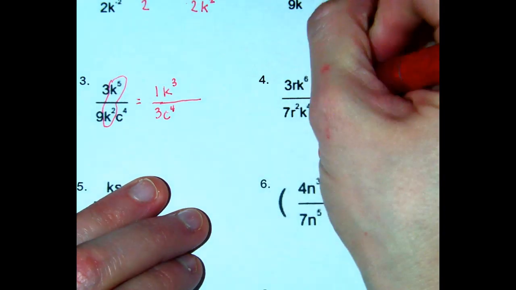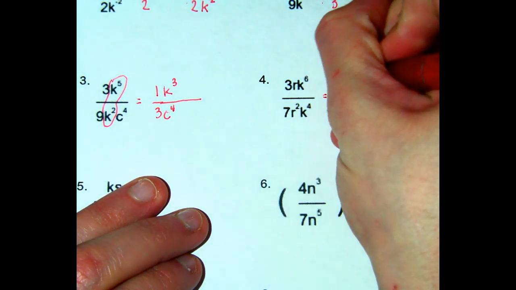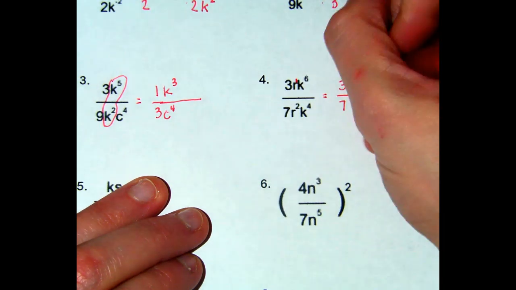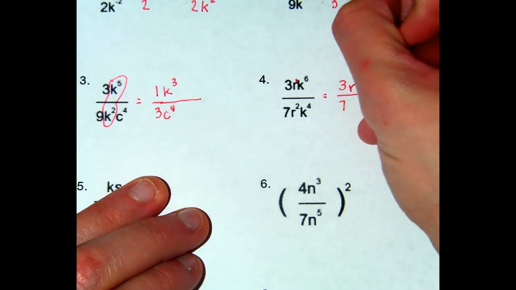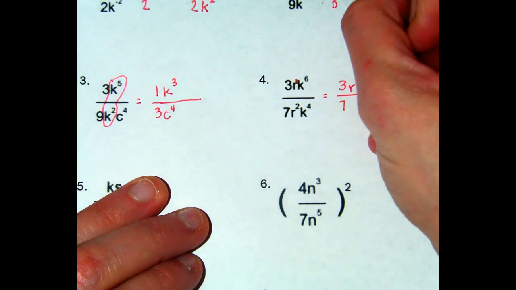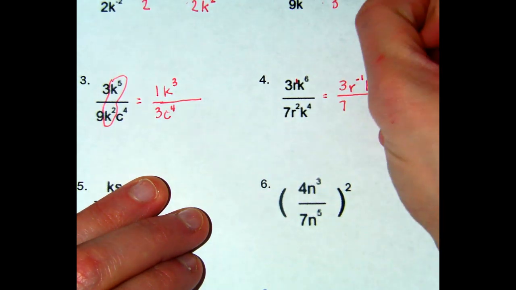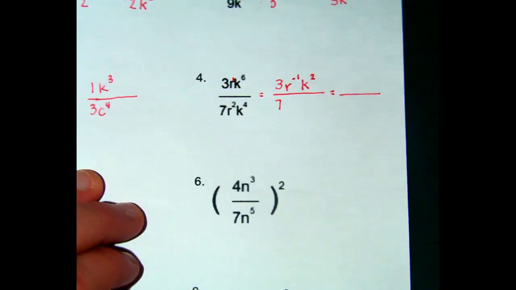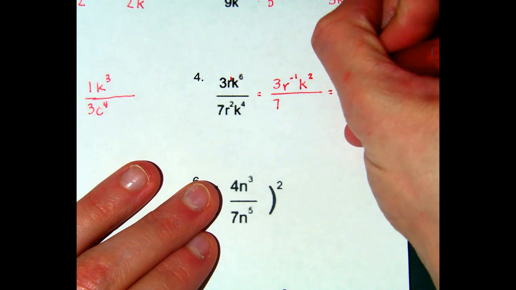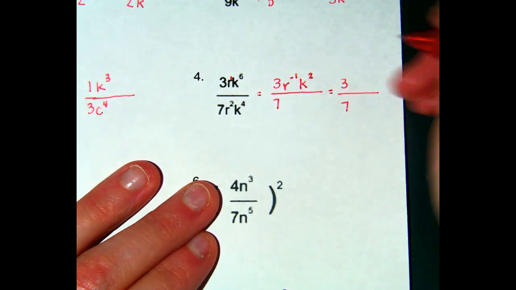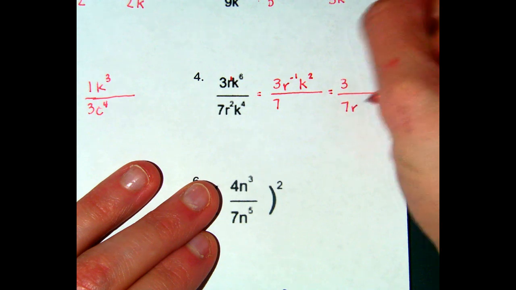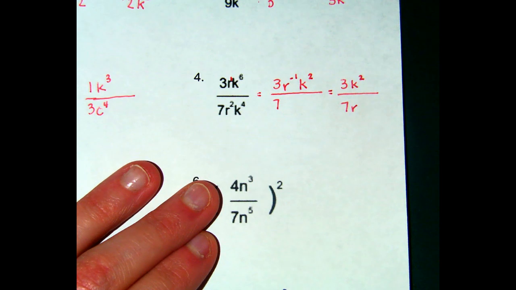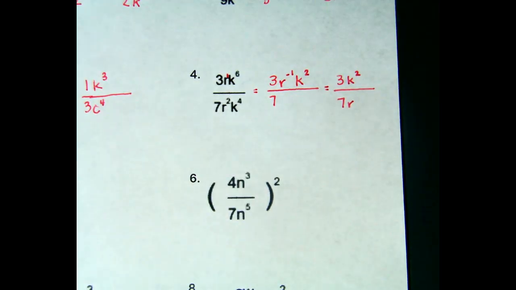Okay. Number 4. 3 over 7 does not reduce. I've got r's. This has got a 1 with it, so r 1 minus 2 is negative 1. I'll have to move that in a moment. And then I've got k. 6 minus 4 is 2. So I'm not finished, I know, because I have negative exponents. So I've got 3 and 7. R to the negative 1 needs to change locations. I don't have to put the 1. K squared needs to stay in the same place because it is not a negative exponent.